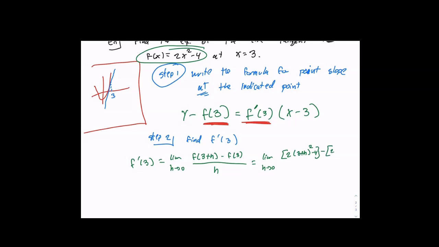2 times 3 parentheses squared minus 4. Perfect. Brackets, all over h. Perfect. So this is what a lot of your whole homework and focus was on last night, right? Making sure that we can write in and input the notation for f of 3 plus h minus f of 3 into the correct notation with the given function.